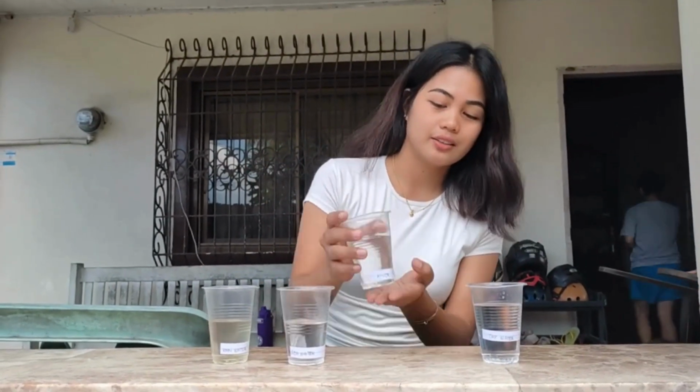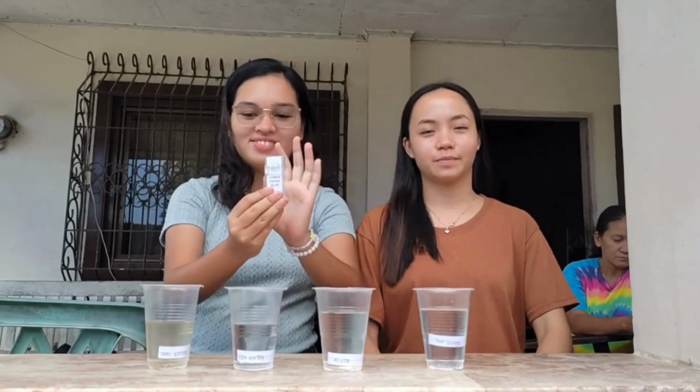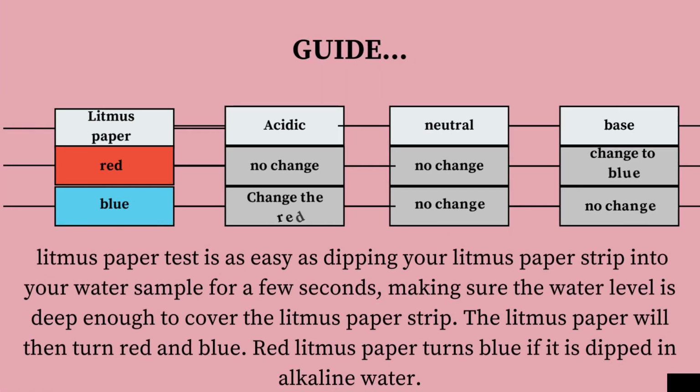Good afternoon, everyone. This is the rainwater, the seawater, the river water, and lastly, the tap water. So today, we are going to determine the pH level of each of these examples. To determine the pH level of each water sample, we are going to use litmus paper. We have provided here a guide on how to use the litmus paper.